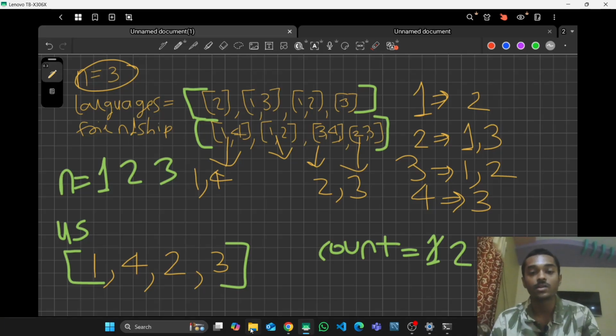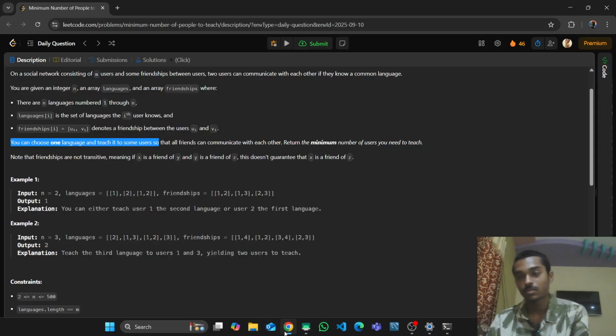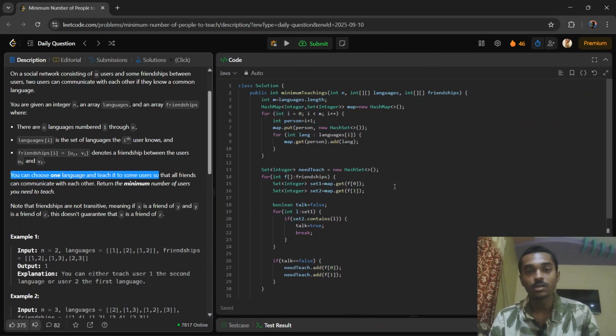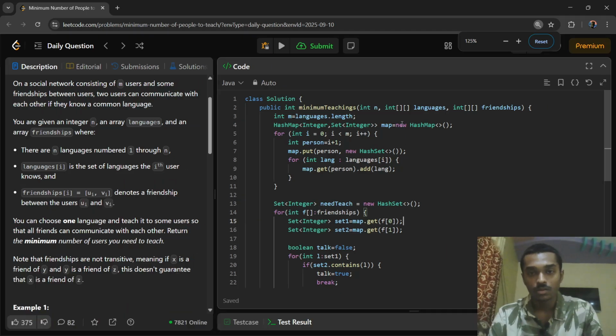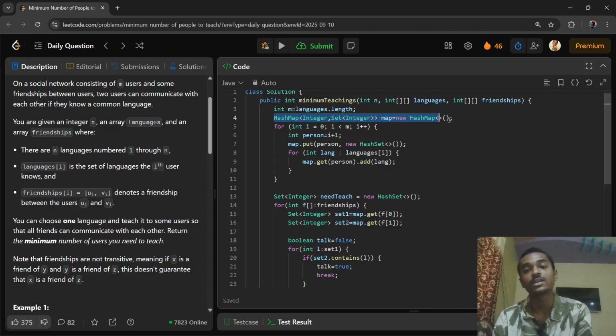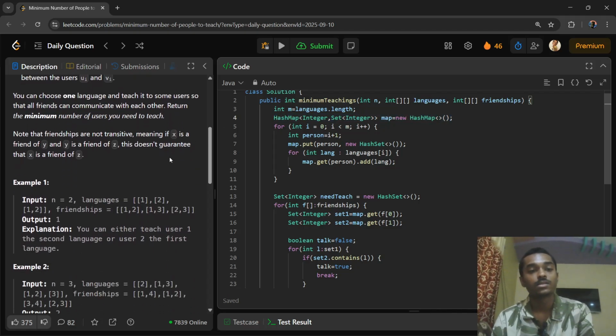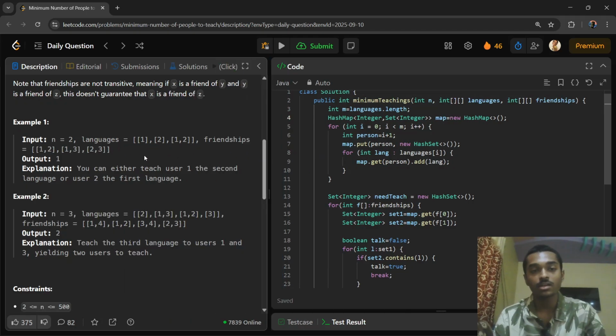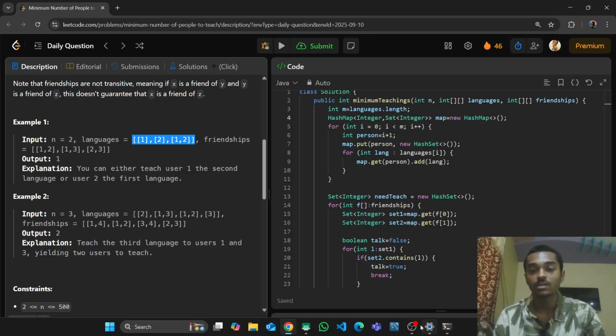Let me explain in the code. So this is the code part. M is the total number of users. I am going to create a hash map of integer and set. The language array is 0 based index.